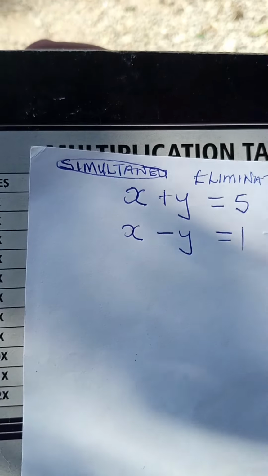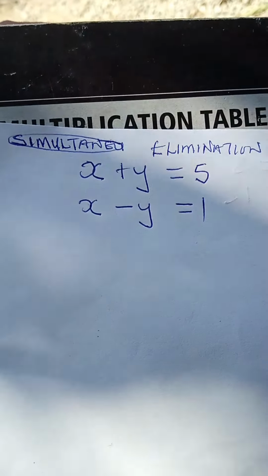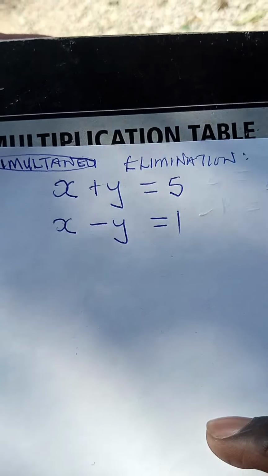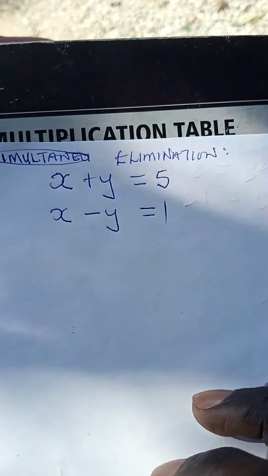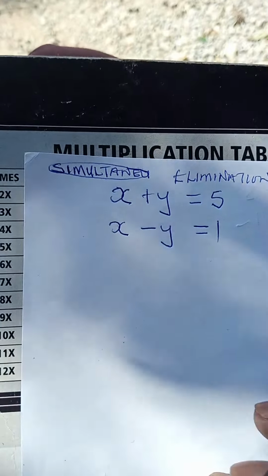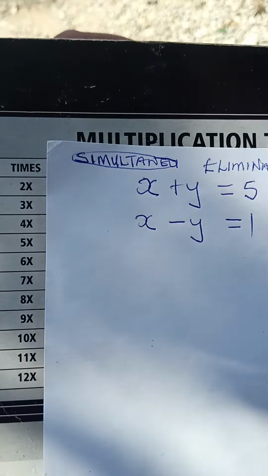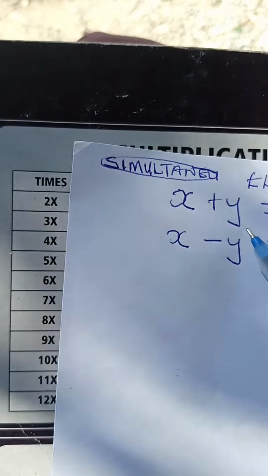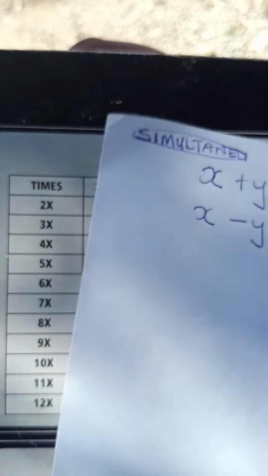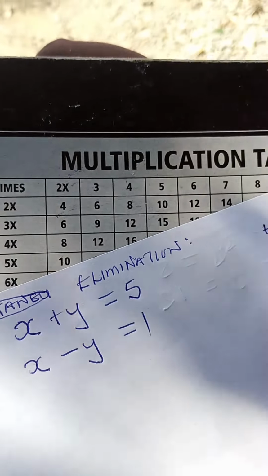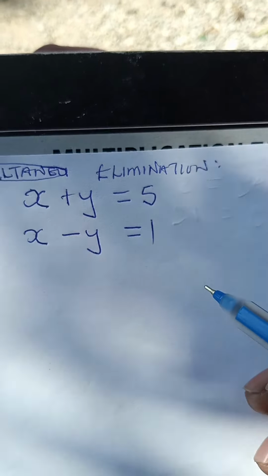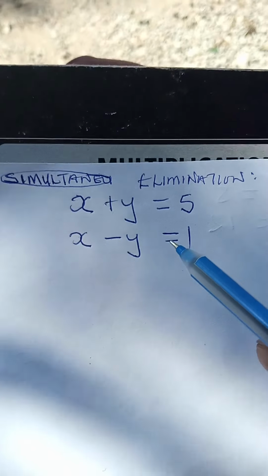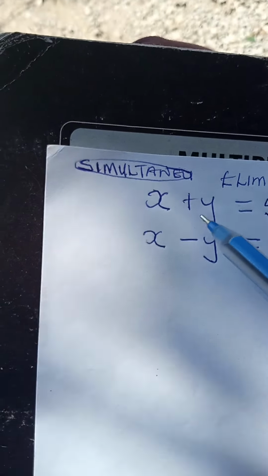So for example, if you are given this equation to solve using the elimination method. The elimination method is just the method of solving simultaneous equations whereby you remove one variable, and you remain with the other variable. As you can see, you have two variables, the variable x and the variable y, and then you remove one variable by using the sign, either positive or negative.